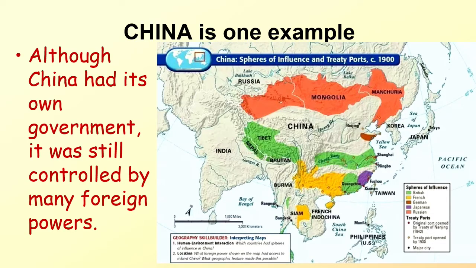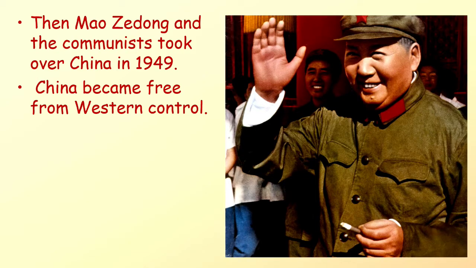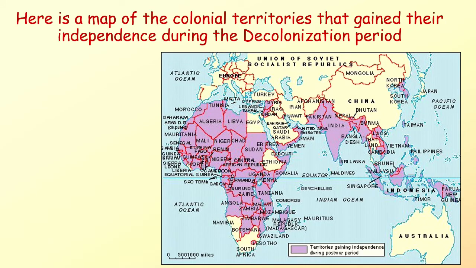China is one example. Although China had its own government, it was still controlled by many foreign powers, as we see on this map. Then Mao Zedong and the communists took over China in 1949, and China became free from Western control. Here's a map of all the colonial territories that gained their independence during the decolonization period. And as you can see, it's a substantial part of the world. It's the vast majority of Africa and huge parts of Asia.